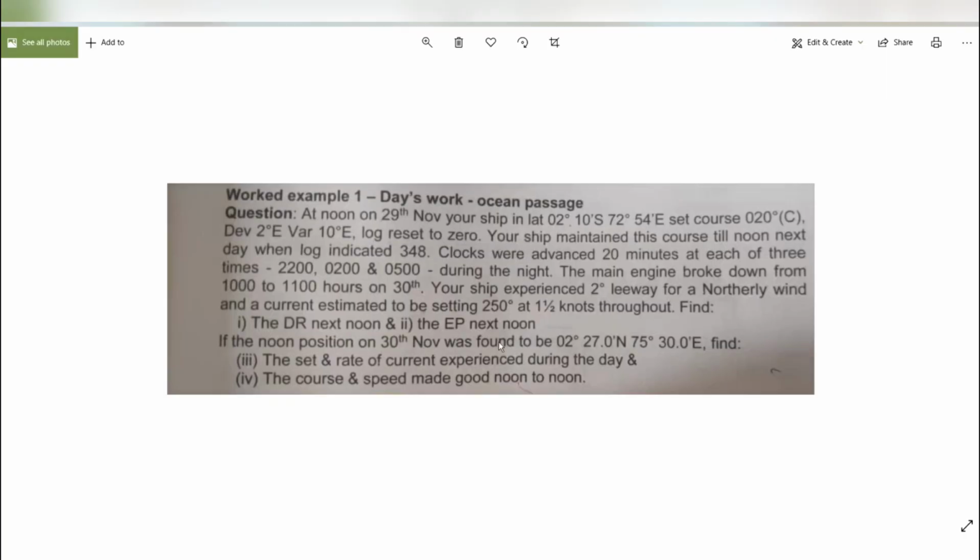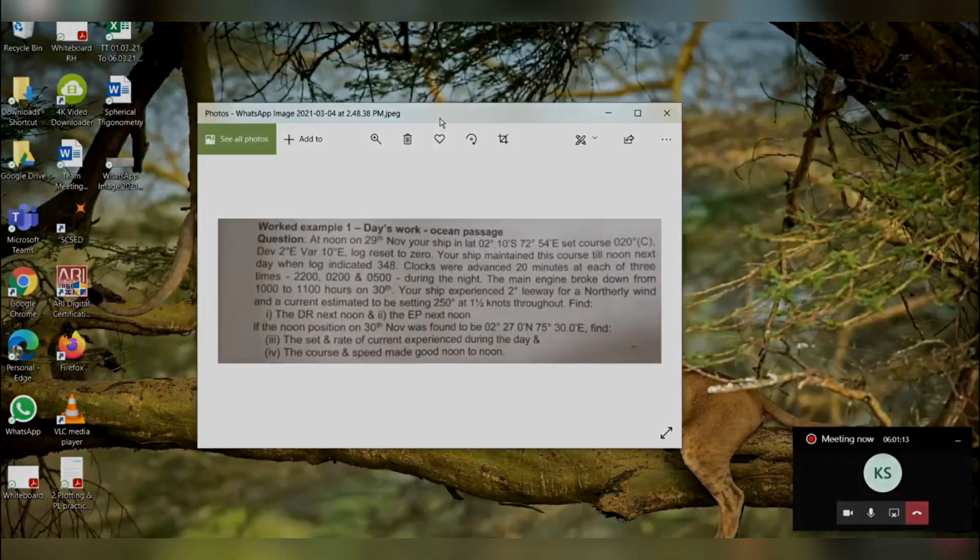Okay, tell me more, beta, what other doubts are you having? Okay, so the question is clear, huh? Okay, so I'll let you know whether in this question the leeway should be applied or not, but the remaining question is quite easy to do. So let me show it to you on the whiteboard.